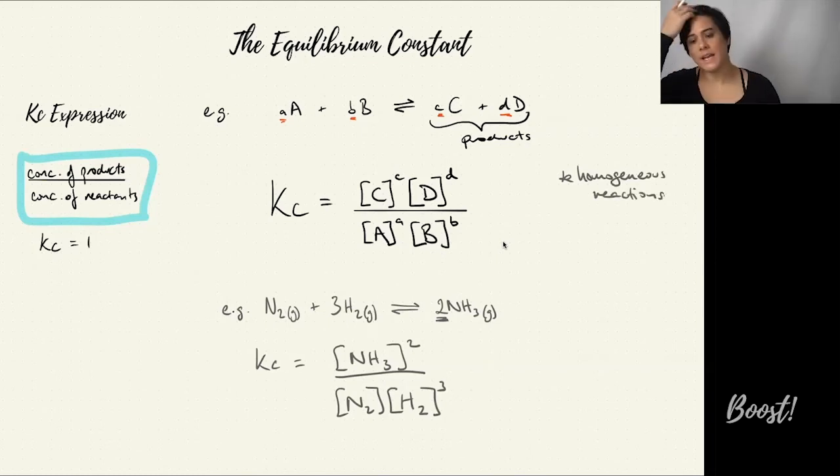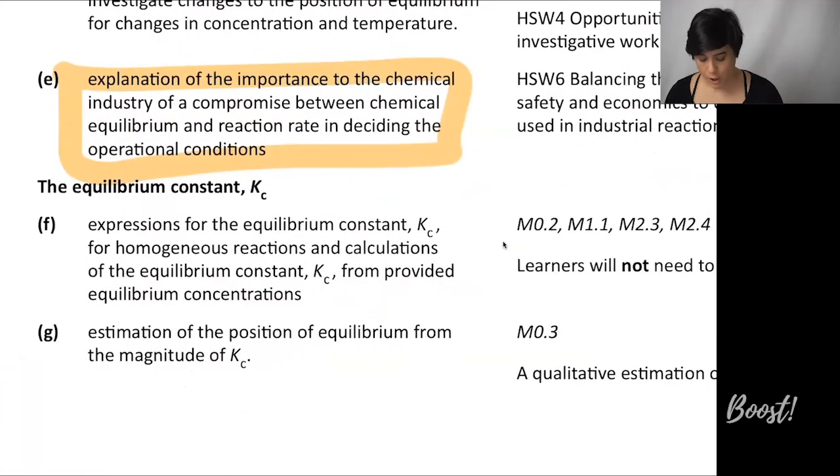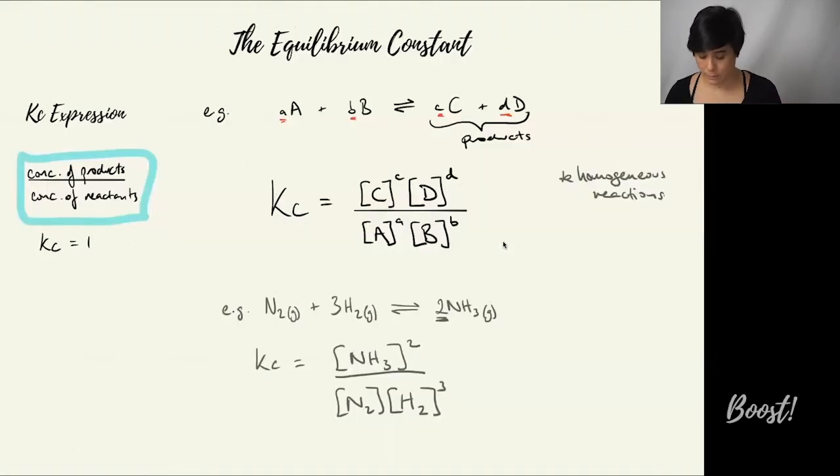And going back to the specification, we're now looking at this bit at the bottom here. We need to be able to write expressions for equilibrium constant Kc for homogeneous reactions and calculations of the equilibrium constant from provided equilibrium concentrations. We're not going to go into the details of the calculations at this point, although you would be able to put concentration values directly into the expression we've written here in order to calculate the value of Kc. But that's going to be focused on more by Dr. Owusu next week, as well as how to do more complex calculations to do with that.